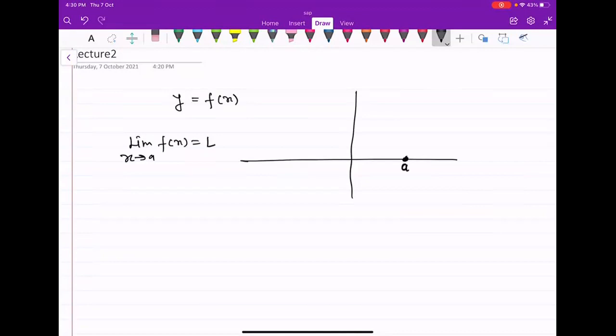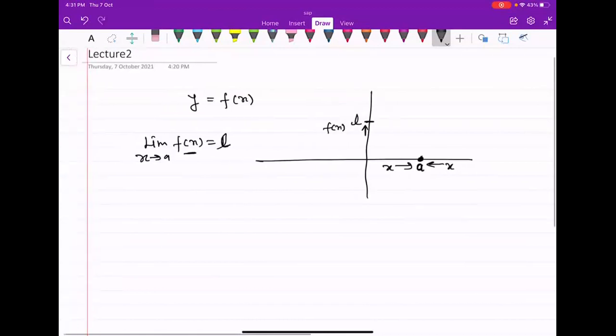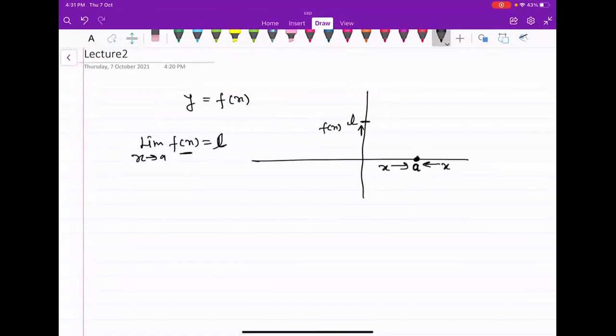Suppose this is the point a, and x, from the left-hand side as well as from the right-hand side, is approaching toward a. Then we are saying the function f(x) is moving toward the point L. So I should write a smaller. So x is tending to a, then f(x) is moving toward the point L. So f(x) is close to L whenever x is very, very close to a. This is the definition of limit in one dimension.